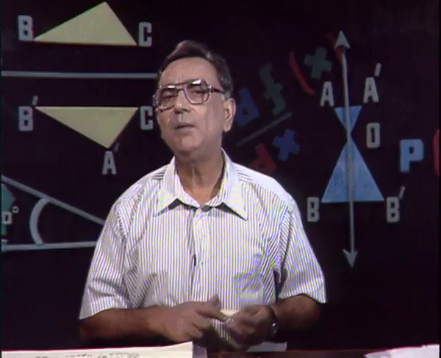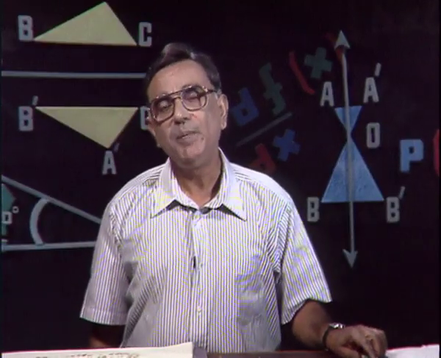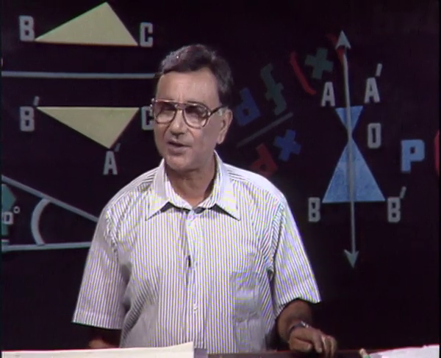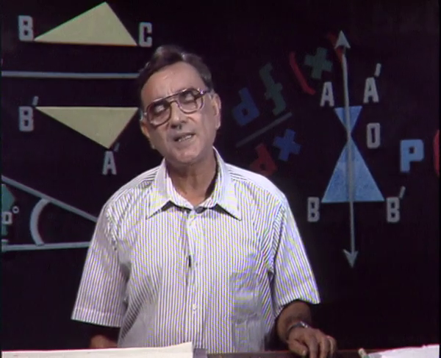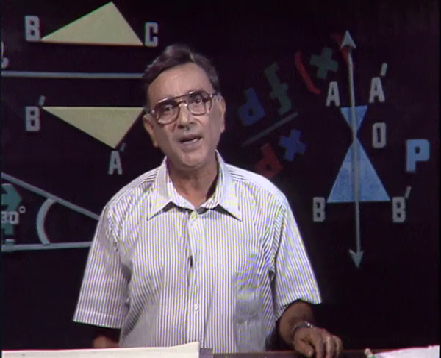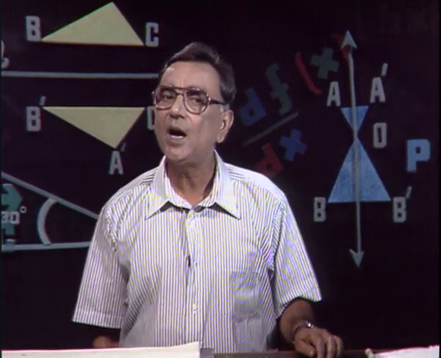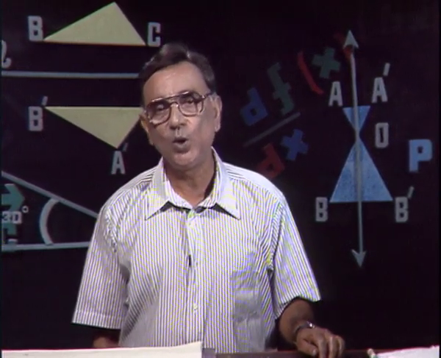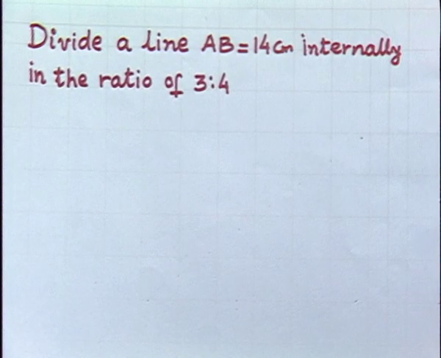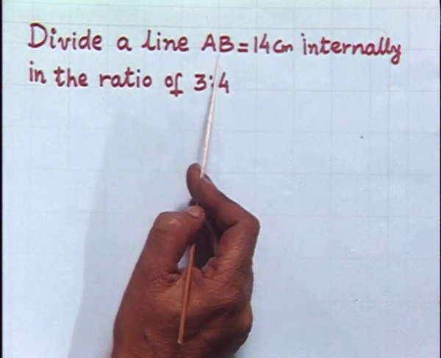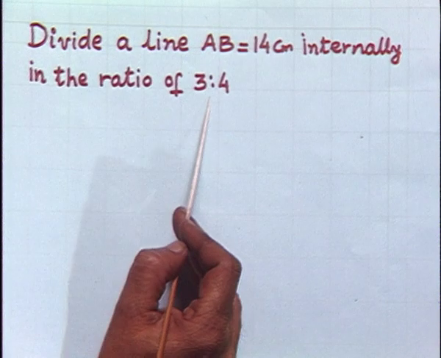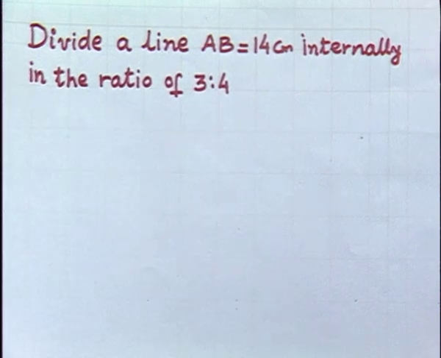And now we shall be making use of this basic proportionality theorem in having some important constructions. The very first construction is that if we are provided with a straight line and we have to divide it in a given ratio, then how this Thales theorem is helpful to us, let us see that. Here in the problem, divide a line AB 14 centimeters internally in the ratio of 3:4.